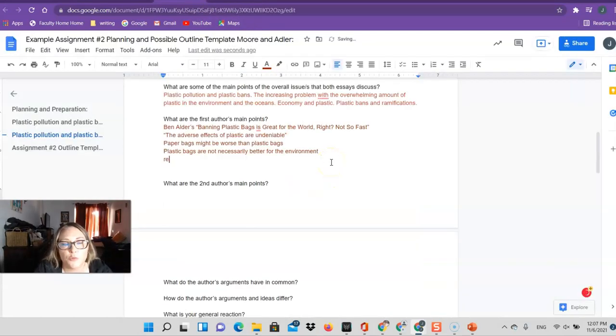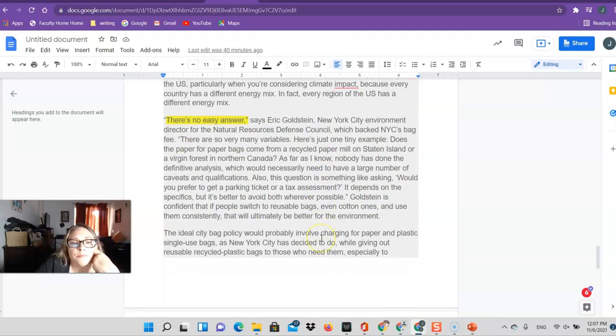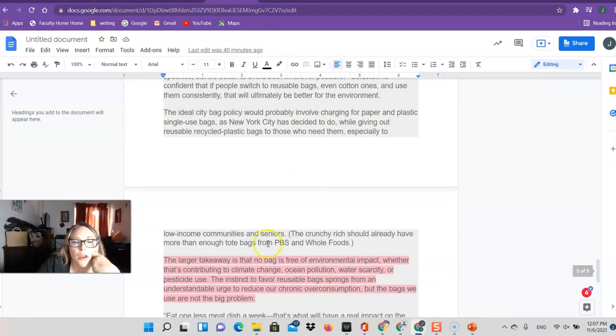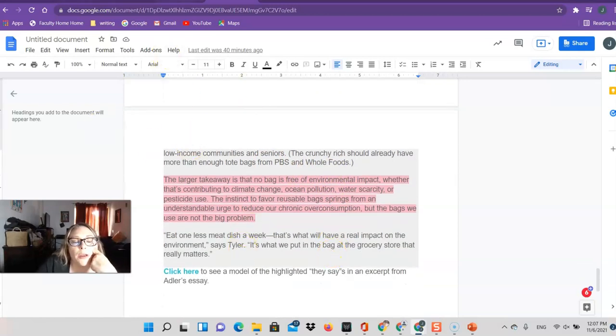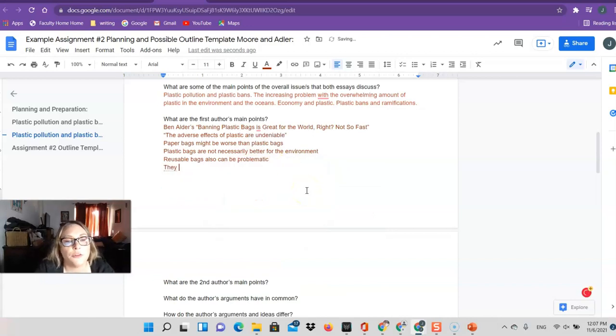So he also talks about some of his other methods. Reusable bags also can be problematic. Right. And then let's see, what are his main points? For one thing, he does say there's no easy answer. That we have to reduce consumption. It kind of says down here, reduce consumption, and be careful what we actually purchase. Okay, so his main idea is that we need to lower consumption in general, and be careful of what we buy, right? And that's his main takeaway, but you might also want to say that he says it's complicated. Okay, so there's his main points.